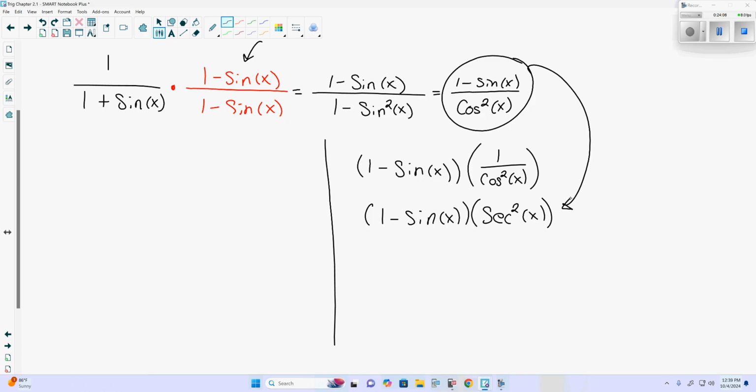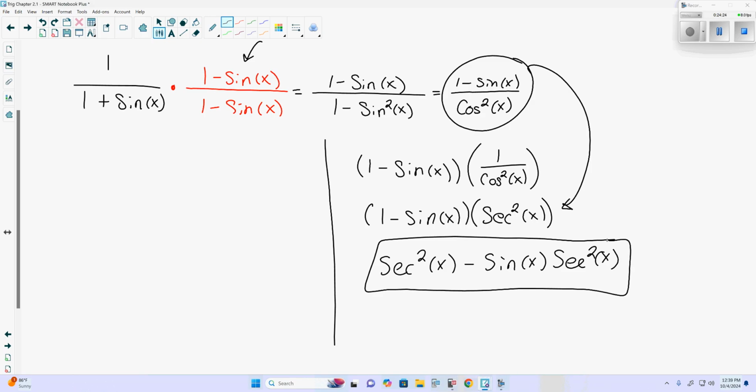And really, we can say that is the answer, because do we have any fractions left? No. We can multiply through, and we can say that this is secant squared of x minus sine of x times secant squared of x. I mean, no fractions. We did answer the question, yes? Again, as I said, answers may vary.